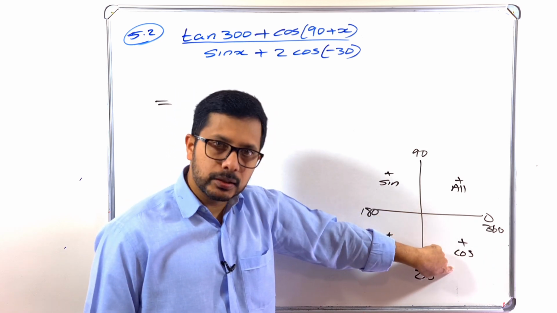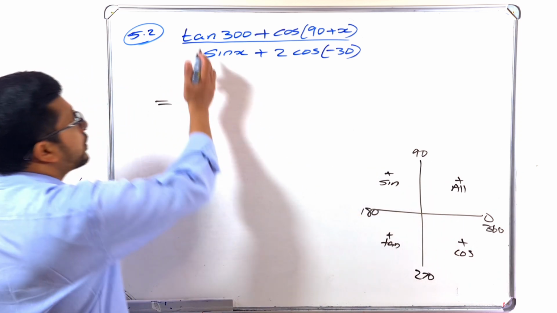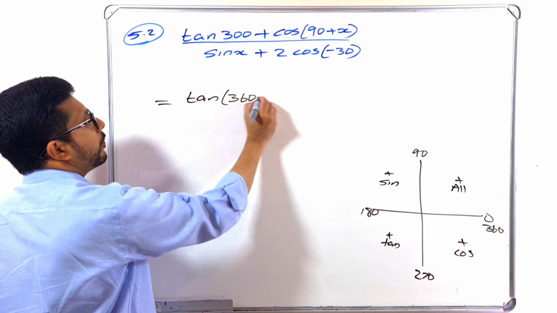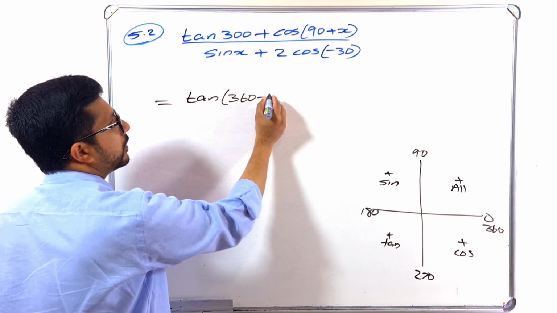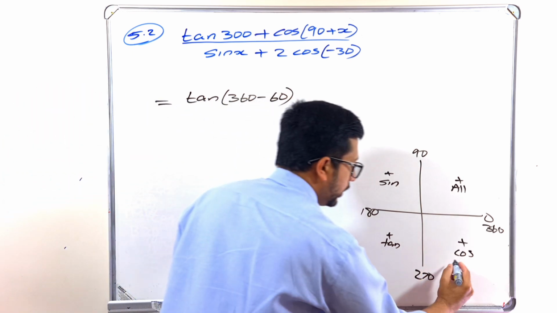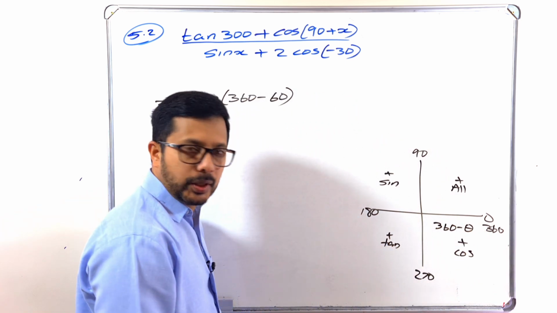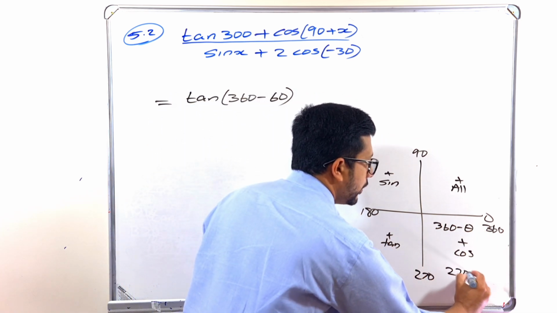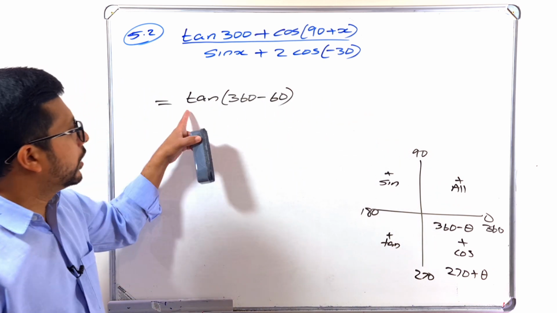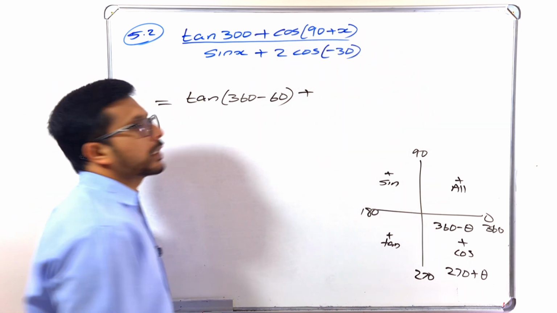Fourth quadrant, how can you write? 360 minus theta. Am I right? Fourth quadrant, 360 minus theta. So this tan 300 we can write it as tan of 360 minus 60. Okay, fourth quadrant, here normally we are writing 360 minus theta. Am I right? Or how can you write 270 plus theta? Like that also you can write. Okay, so 360 minus 60, then plus 90 plus x.